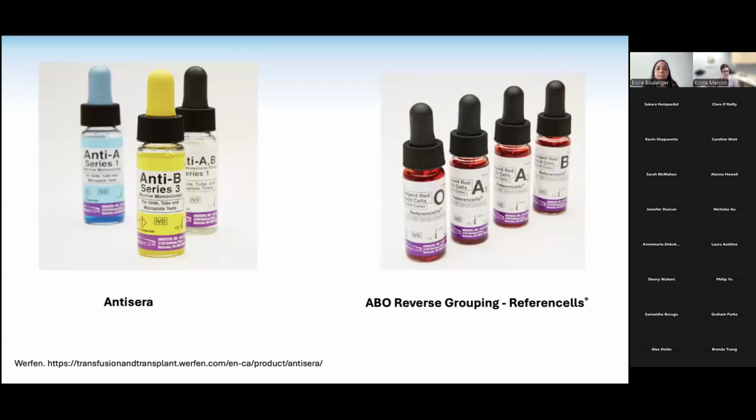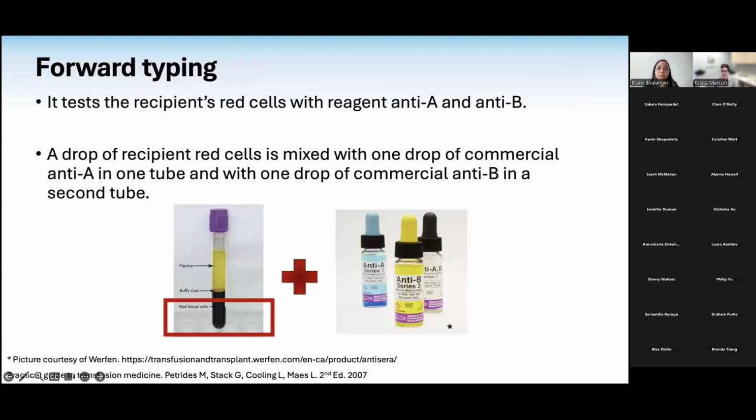For the routine ABO testing, we are going to need some special anti-sera or reference cells to do forward typing and reverse typing. So how do we do this? We need two methods to confirm the ABO. So we start with the forward typing.